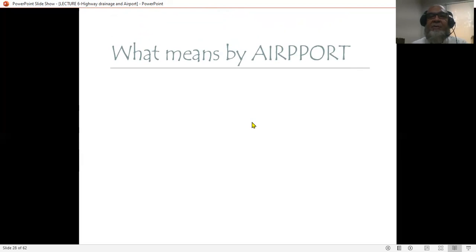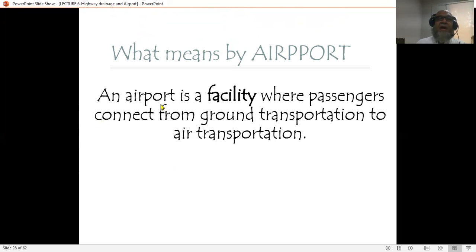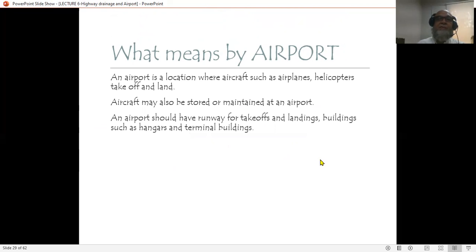So what do I mean by an airport? An airport is a facility where passengers connect from ground transportation to air transportation. Other people define an airport as a location where aircraft such as airplanes and helicopters take off and land. Aircraft may be stored or maintained at an airport. An airport should have a runway for takeoffs and landings, and buildings such as hangars and terminal buildings.